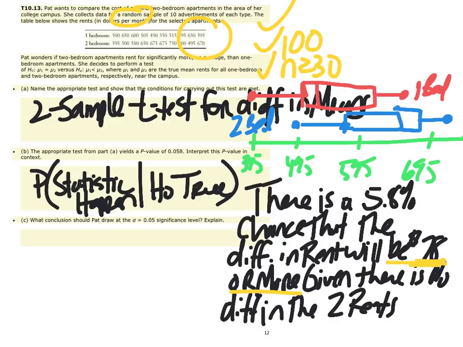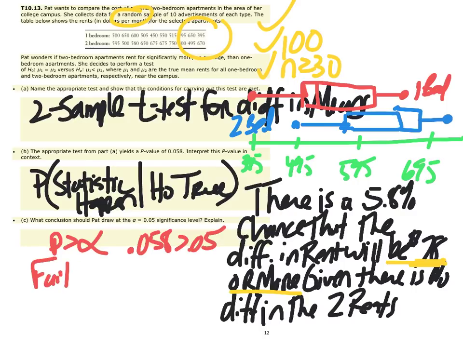Fine. For part C, make a conclusion. And let's cover the three things. In this case, we're going to say P is greater than alpha, and we're going to show that 0.058 is greater than 0.05. Because of that, we fail to reject H sub O. And we cannot conclude H sub A, but let's put that in context. We cannot conclude there is a difference in the mean rents paid in 1 to 2 bedroom apartments. Always put your conclusion in context.